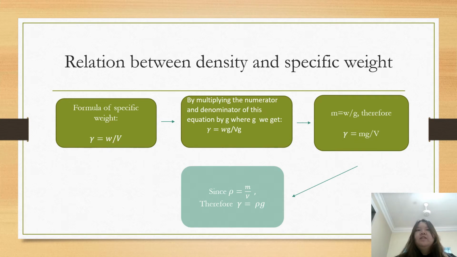Now I would like to talk about the relation between density and specific weight. First of all, the formula of specific weight is gamma equals W over V. By multiplying the numerator and denominator of this equation by g, we get gamma equals Wg over Vg. M is equal to W over g, therefore we get gamma equals Mg over V. And since density equals M over V, we get gamma equals rho g.